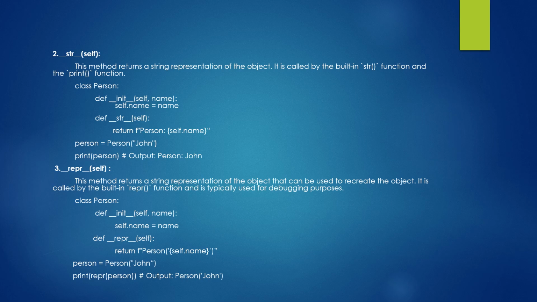And the third special method is the repr method. This method returns a string representation of the object that can be used to recreate the object. It is called by the built-in repr function and is typically used for debugging purposes. Here is an example.